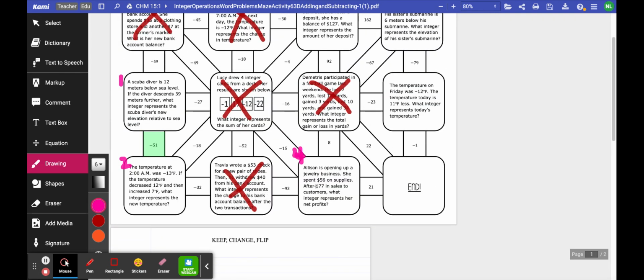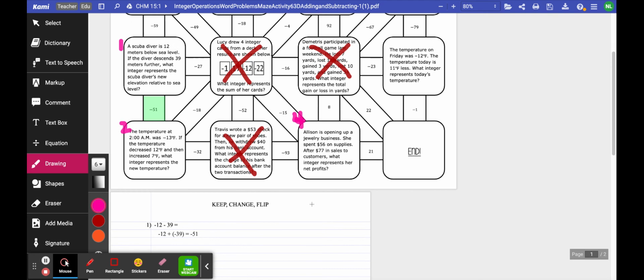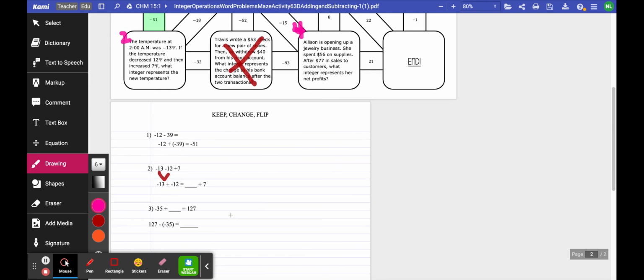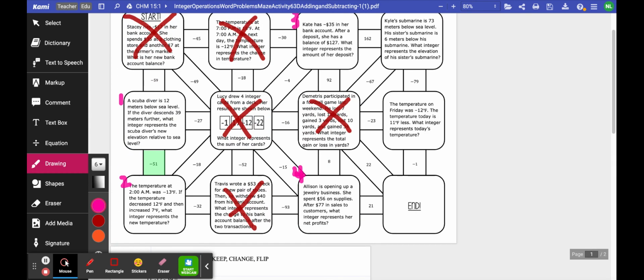All right, Allison is opening a jewelry business. She spent $56 on supplies. After $77 in sales to customers, what integer represents her net profits? You have to write that problem down and then solve it.